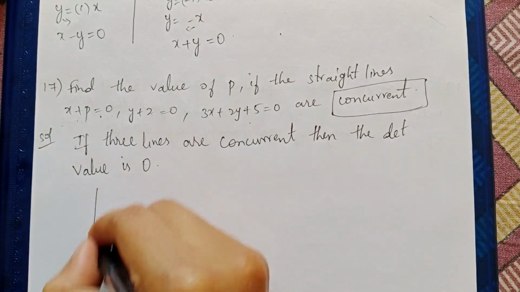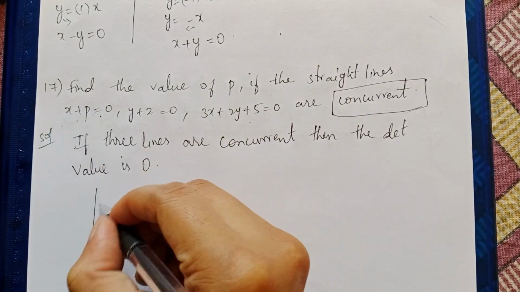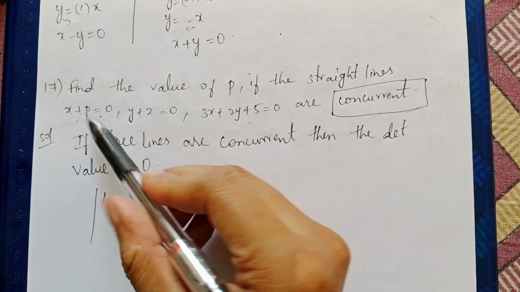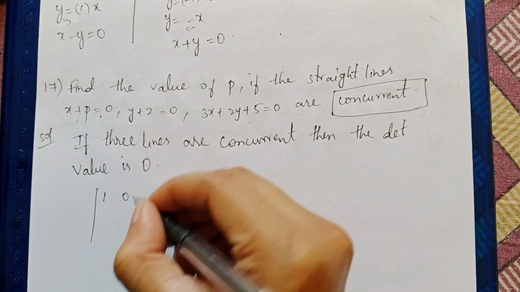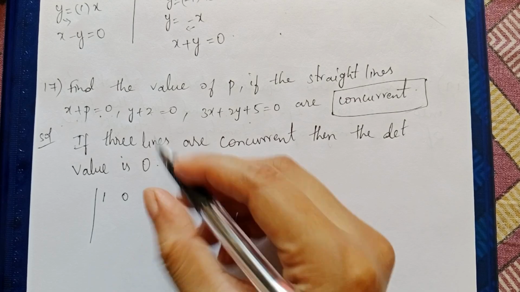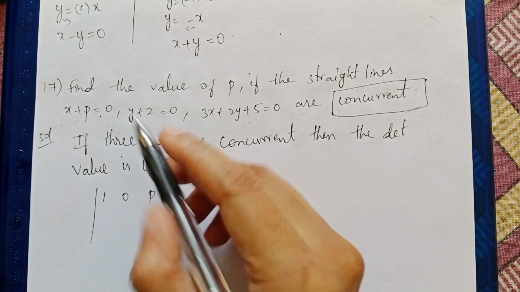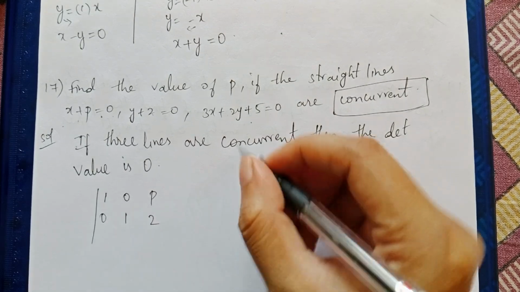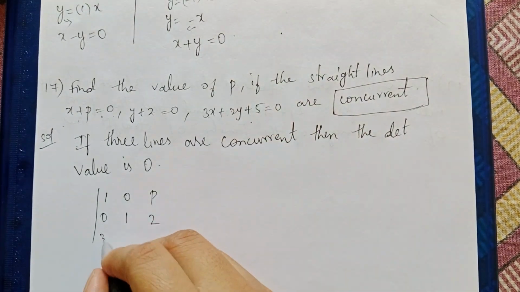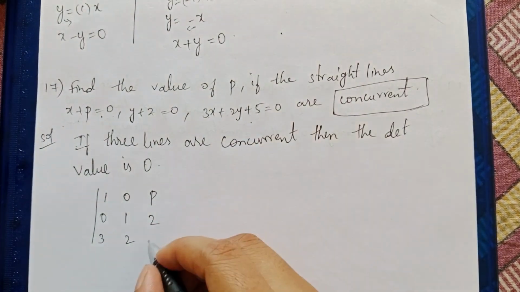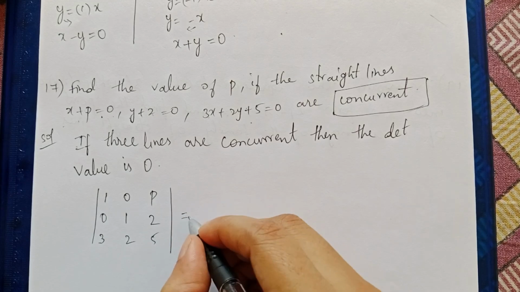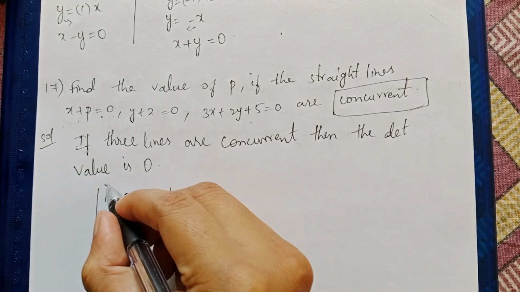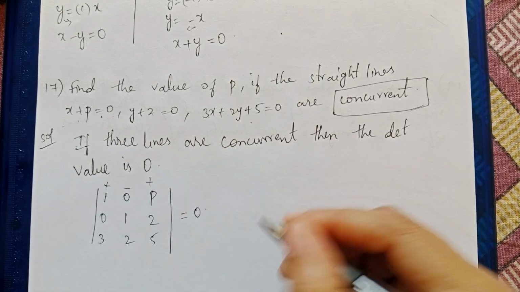So now we'll find the determinant of these three lines. Okay, so it will be modulus of the x coefficient, which is 1. There is no y term in the first equation, so it will be 0. Next will be the constant p. In the second equation, there is no x term, so it is 0. Y is 1 and 2 is the constant. Here the x coefficient is 3, the y coefficient is 2, and the constant is 5. This is equal to 0.